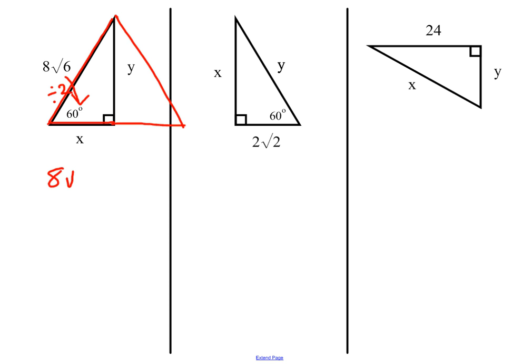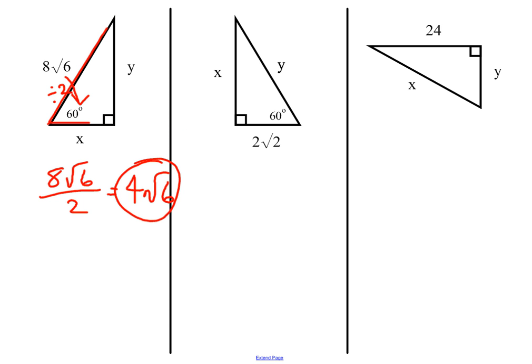So if I just take 8 square roots of 6 and cut it in half, I'll get 4 square roots of 6. That's it, unless you can reduce the square root of 6, which we can't. Then to get y, we're going to multiply that answer going this way times the square root of 3 to go up from x to y. So this is x.